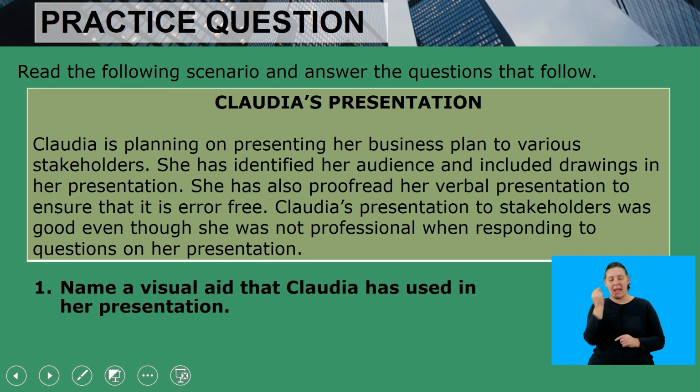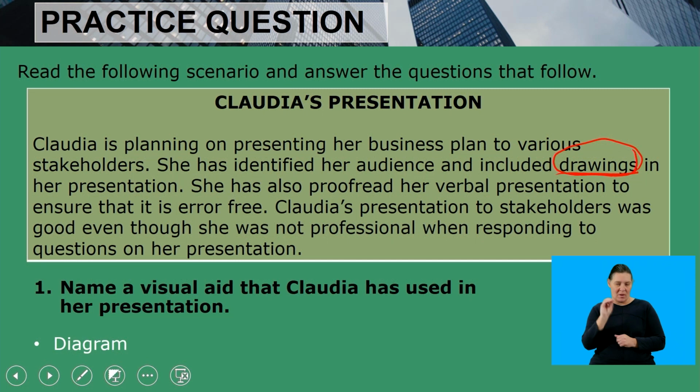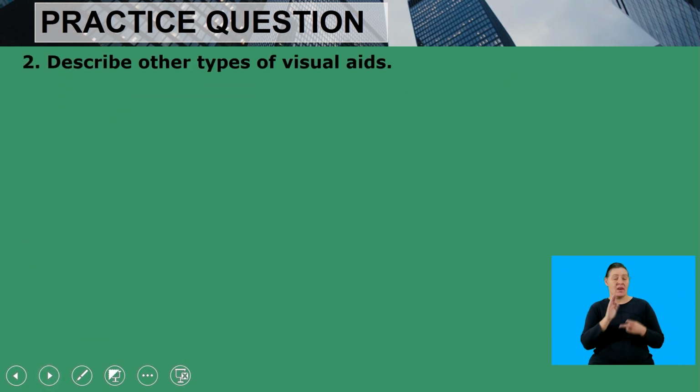Now the question says, name a visual aid that Claudia has used in her presentation. Let's go back to the presentation. Claudia is planning on presenting her business plan to various stakeholders. So this is a statement. We are looking for a visual aid that she has used. She has identified her audience and included drawings in her presentation. So these drawings are a visual aid, which is, I'm sure you're thinking, a diagram. So this would fall under a diagram. Then let's move on to the next question.